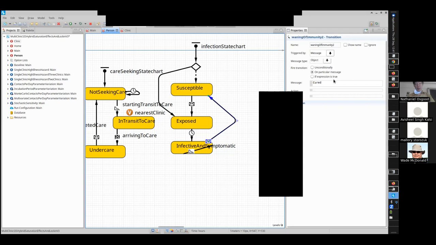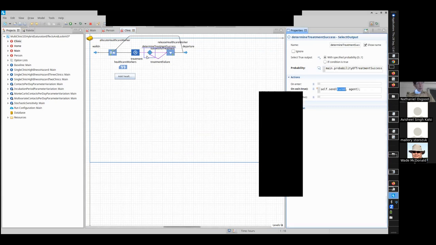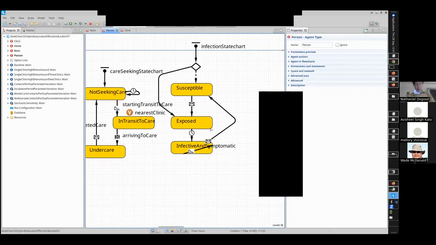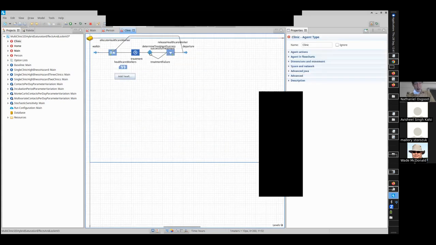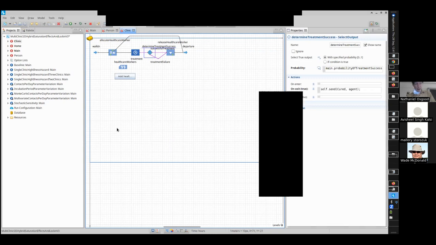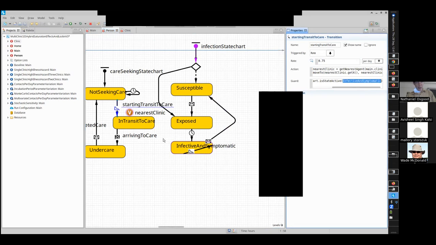So yes, it's this transition here. If they receive that somewhat blunt cured message that is sent by the clinic, once they've gotten treated, they will then recover and they'll go back to the susceptible state. Okay, so if they get infected by another person here, they'll proceed through here, and then once they have sought care and successfully secured care by being treated in the clinic, they will be cured and go back to a susceptible state. Otherwise, they'll just wait here and infect others. And they will only start to consider seeking care if they're in this infective and symptomatic state. Okay.